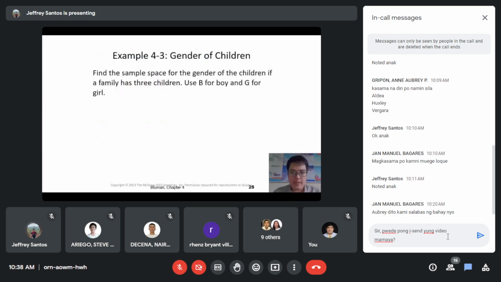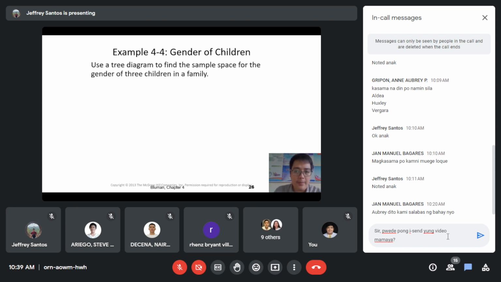So let us have another example, gender of children naman. So find the sample space for the gender of the children if a family has 3 children. Use B for boy and G for girl. So usually, we just determine the possible combinations, ililista lang. For example here, we have BBB or tatlong boys, BBG, BGB, BGG, GBB, GBG, GGB, and GGG or 3 girls. Ayan. So this is the sample space for the given problem.